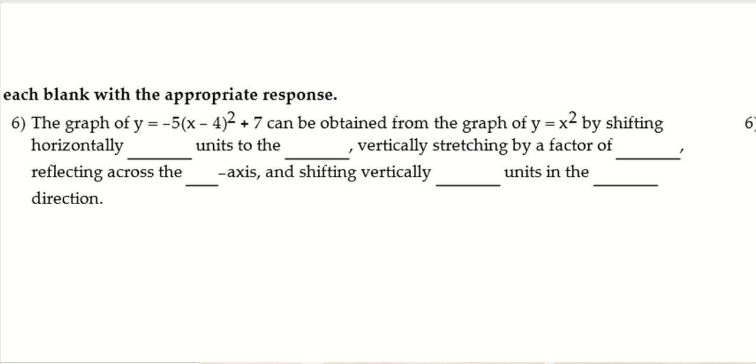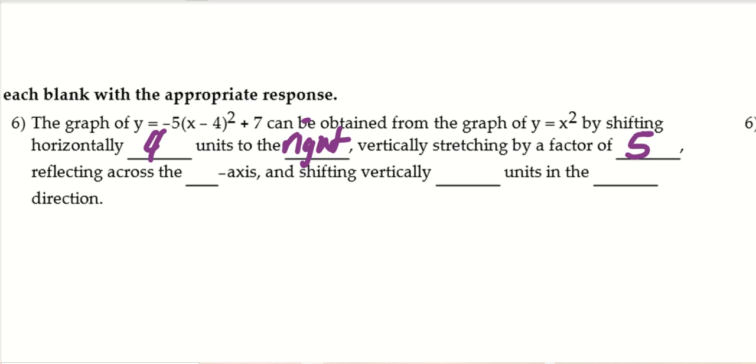So how much are we horizontally shifting? 4. To the what? To the right. And then vertically stretching by 5. Don't put that negative on there. Just say 5, because the negative indicates the reflection.